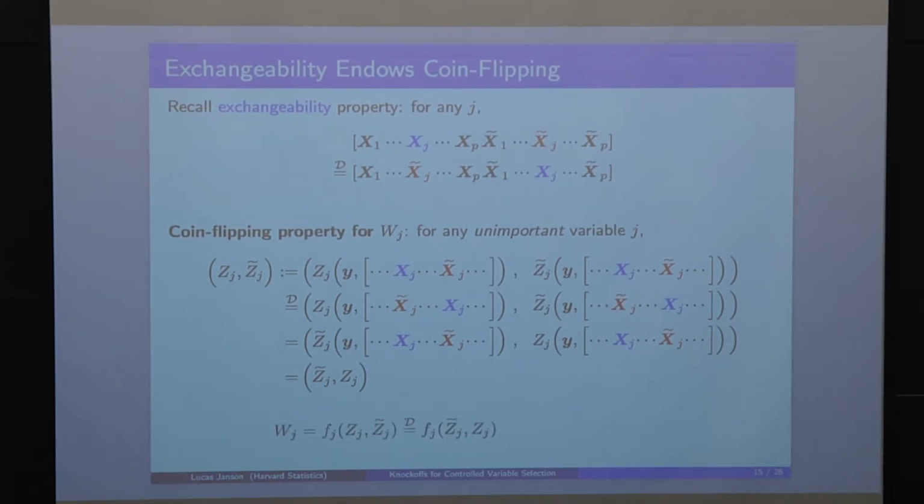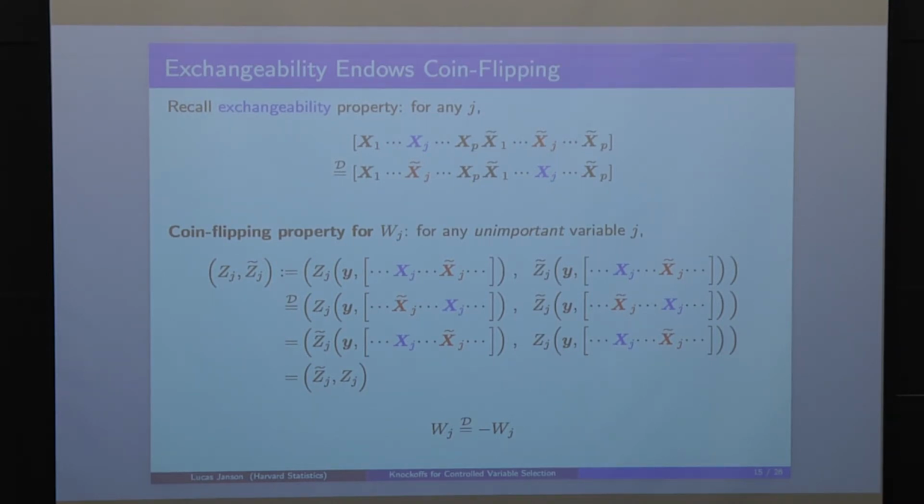And now plugging this into our formula for w, I can swap the inputs with an equality in distribution and swap them back and get a minus sign using antisymmetry. And I've just shown that wj is a symmetric random variable, which means its sign is a coin flip, and its sign is a coin flip even conditional on its absolute value. If I tell you its absolute value, it tells me nothing about its sign, and its sign is still a coin flip, right? That's what a symmetric random variable's property is.